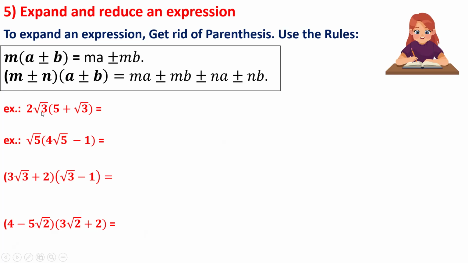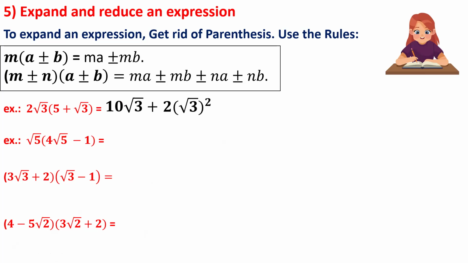Let me solve with you two examples. 2 radical 3 times (5 plus radical 3). I first multiply; this is the one-for-all rule. 2 radical 3 times 5: here we apply the rules of multiplication we learned before. So I multiply the coefficient 2 with the number 5. 2 times 5 is 10 and we keep radical 3 as it is. Then positive times positive is positive. 2 radical 3 times radical 3 is 2 times radical 3 all of it squared. So 10 radical 3 plus 2 radical 3 all of it squared.